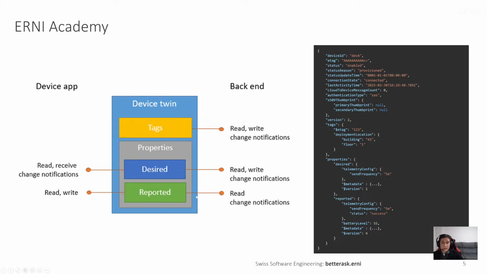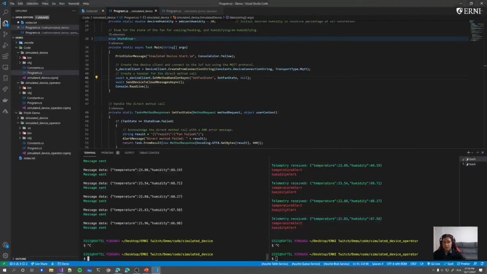There is more about the device twin, but in this session I try to keep it very simple. We will just see that we can create in our backend application some kind of properties, and the simulated device that we made can read this desired property and report it back. So let's go to the demo.